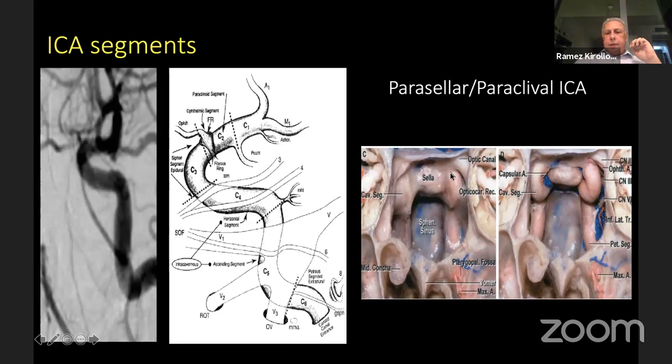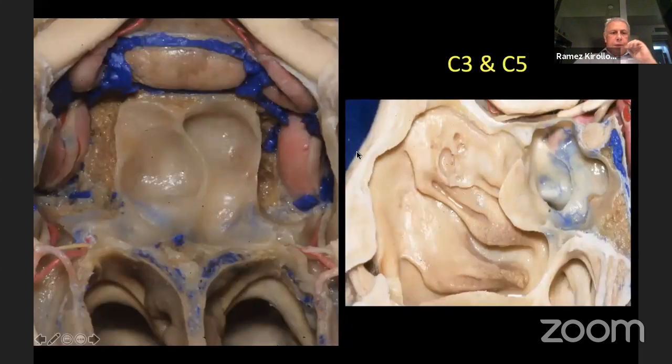And we don't see this from that view. In fact, this is what you see. So this is the paraclival carotid. This is the paracellar, and this is the entrance. The intercarotid distance is narrowest usually at this point. This is the point that is potential for vascular injury during endoscopy. And as you can see, the carotid is in line with the pterygoid plate.